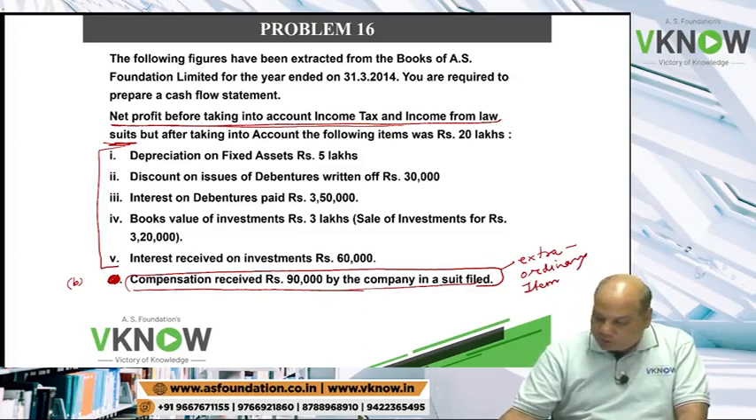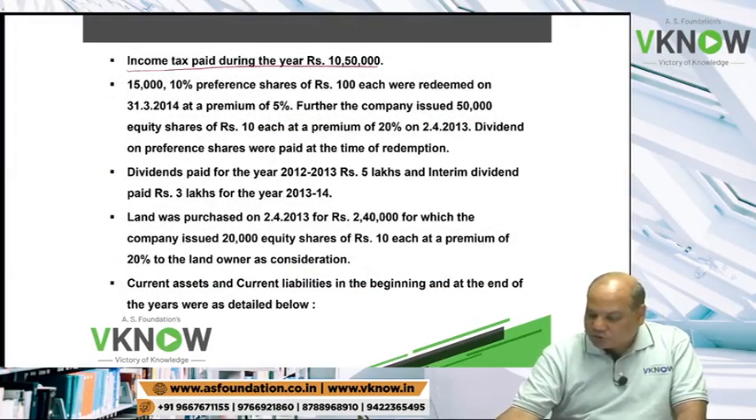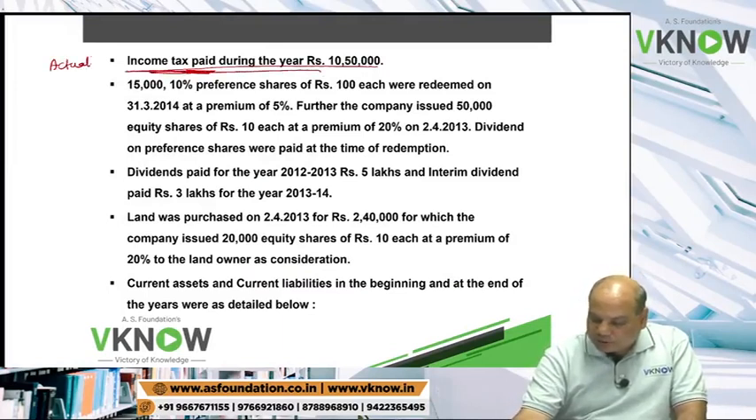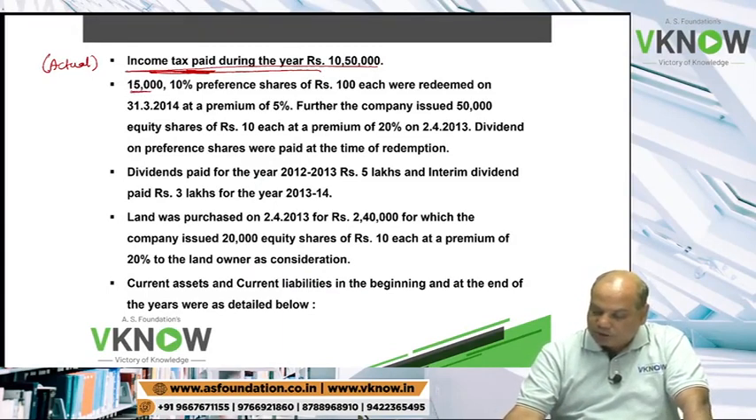Now what is the next point? Income tax paid during the year. So this is actual tax paid. Actual. So this you simply write in operating activity, last second item. 15,000.